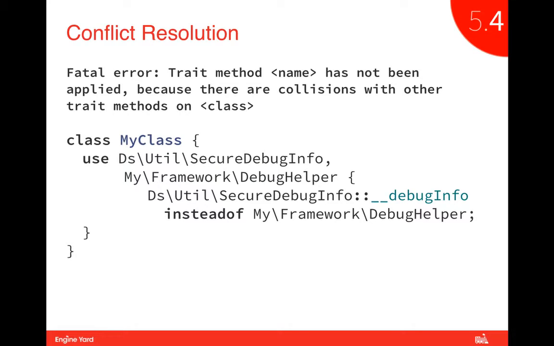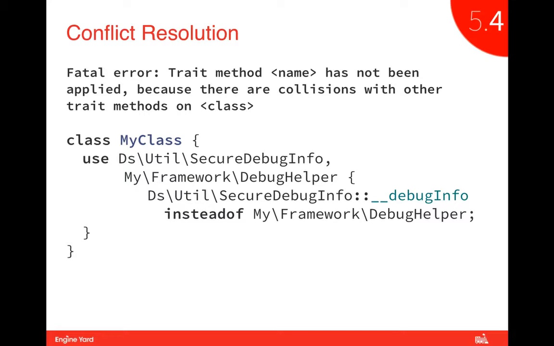Conflict resolution. So there are conflicts. There can be conflicts if you're using two traits that have the same function in at the same time. So it's not when you have a parent using it and then a child either using the same trait or one with a conflict. That would just be a regular inheritance override. If you try to do that, it gives you this fatal error, which is trait method, or whatever the method name is, not going to apply because there are collisions with other trait methods on class. I love how it says it's not been applied, like the code can actually continue. Right? It is a fatal error.